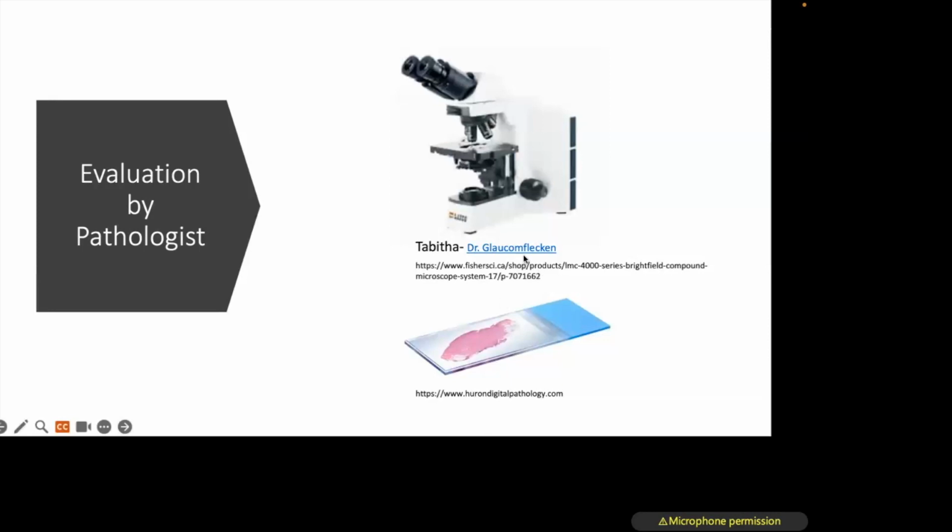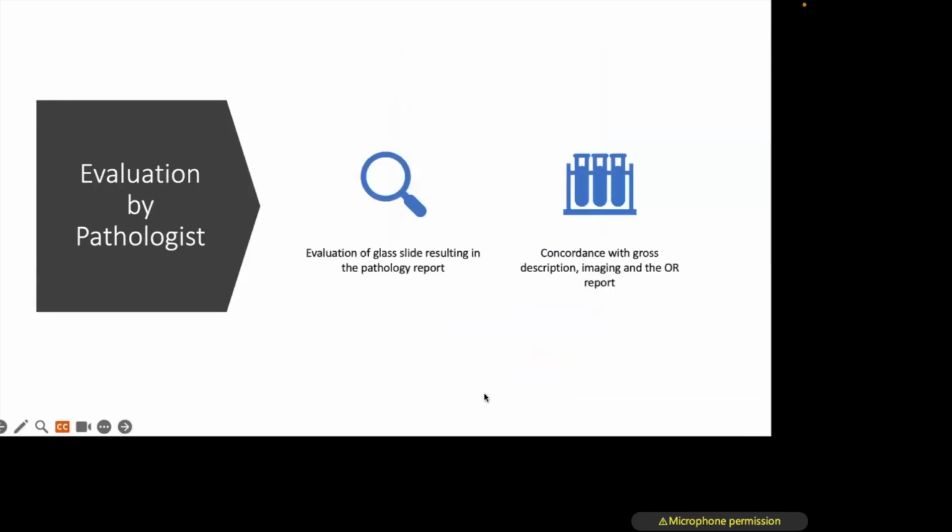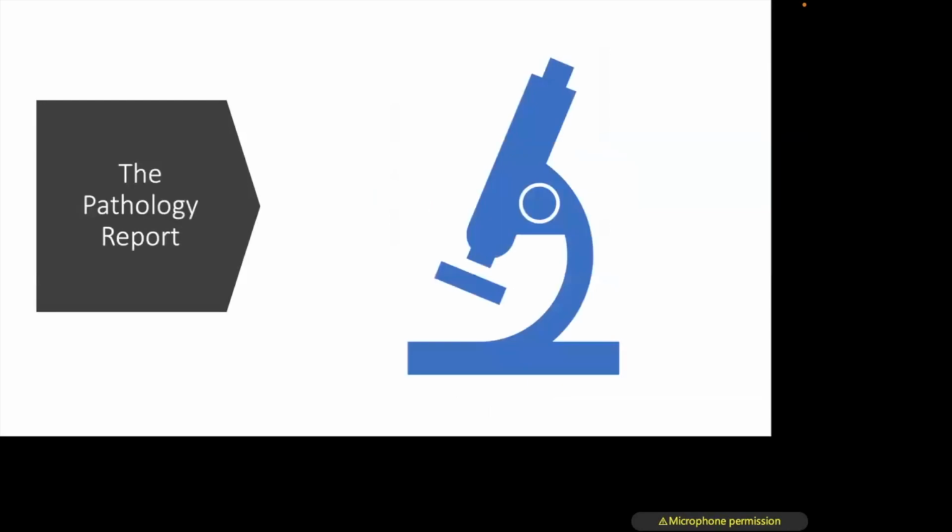And then we use our microscope to evaluate the slides. So the purpose of the pathology report is the evaluation of the glass slide, resulting in the pathology report, and making sure the gross description correlates with the imaging, so the radiology report, as well as what the surgeon saw at the time of the OR.